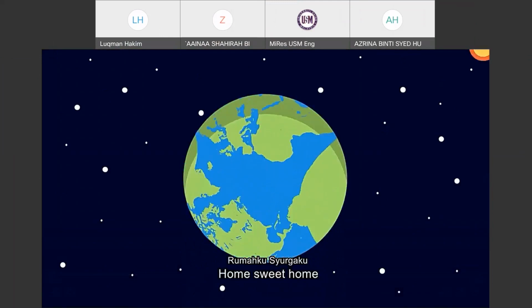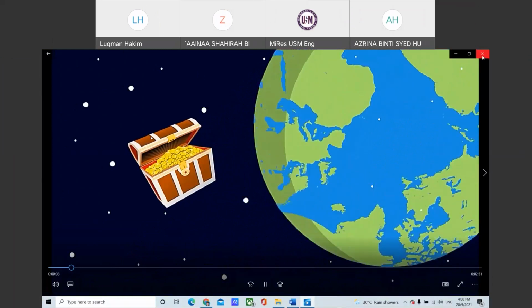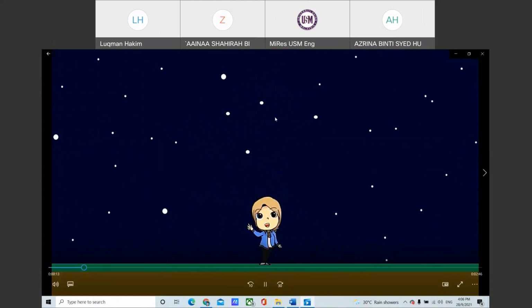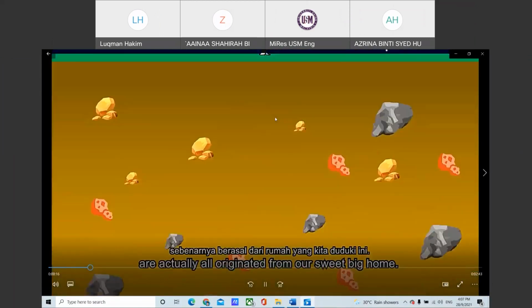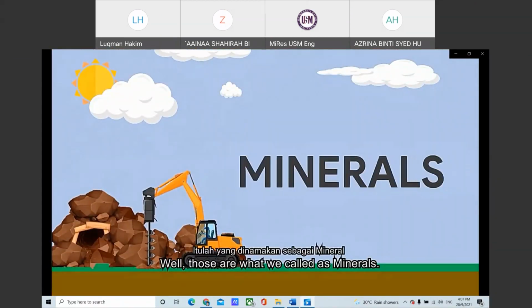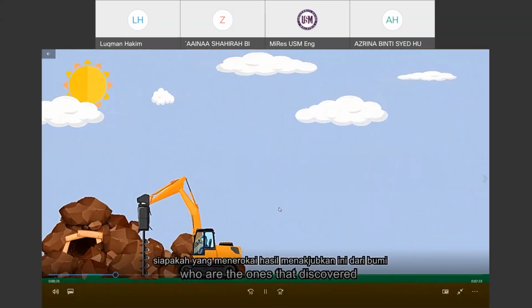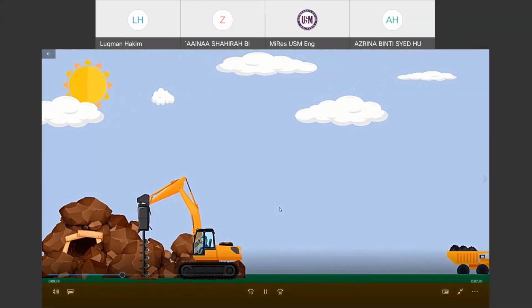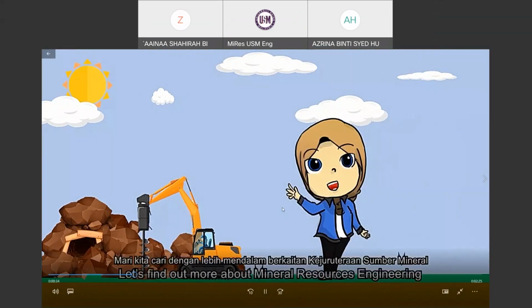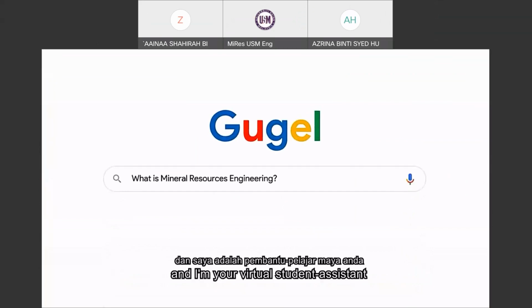Earth, home sweet home. Have you ever wondered how vast the treasure that exists within the earth is? It is beyond amazing how much the earth keeps this treasure deep within itself. Tin, copper, and even gold all originate from our sweet big home. Well, those are what we call minerals. Speaking about gold and stuff, exactly, who are the ones that discovered the magnificent treasure of the earth? Now, that is the job for mineral resource engineers. Let's find out more about mineral resource engineering. I am Aainaa and I'm your virtual student assistant.